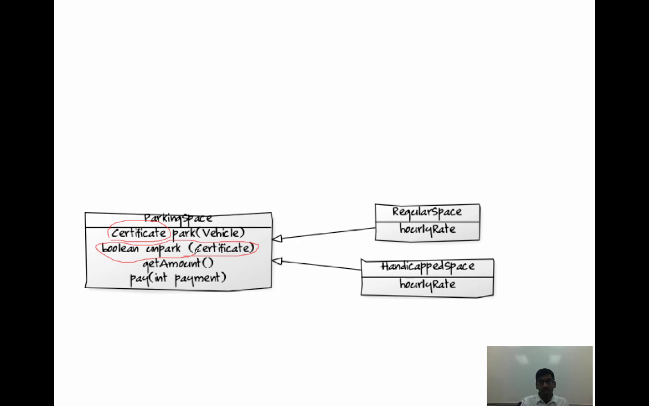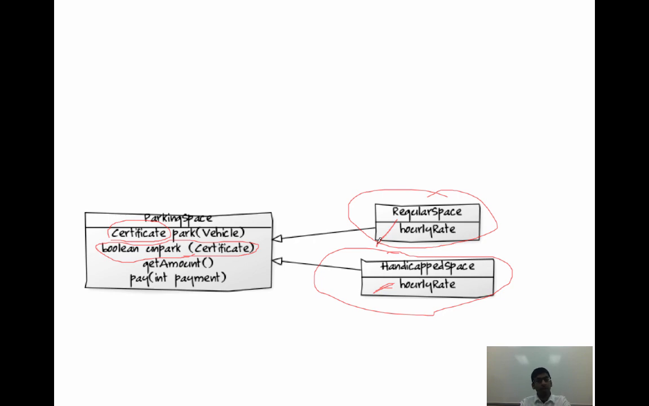However, the exact amount charged, the hourly rate, varies from a regular parking space to a handicapped space because we are providing a discount to our handicapped customers. So we use inheritance, and these are the child classes of parking space. They have all the other behaviors of the parent parking space class, but the hourly rate is different for regular space and handicapped space.